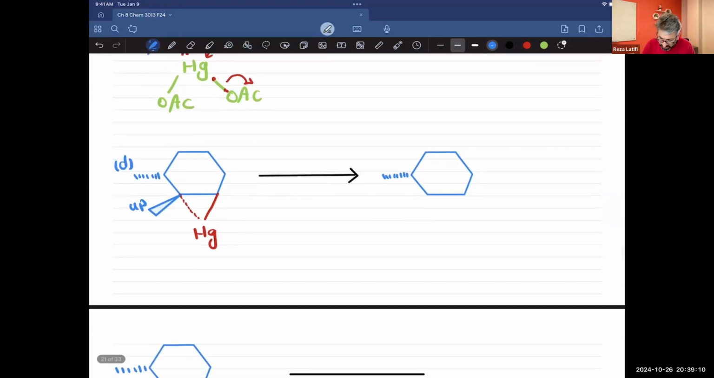Now what else do I have? I have another OAc attached to mercury, and of course I have one OAc that left the system, and that one will be okay out of the system. So maybe I should write it here.